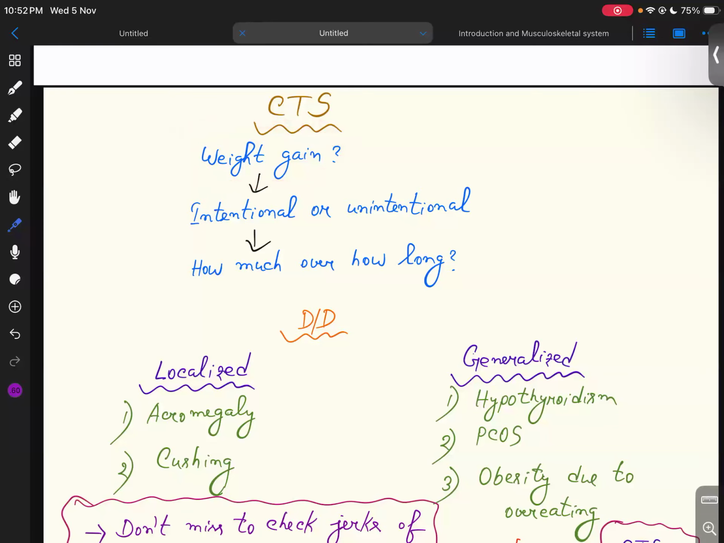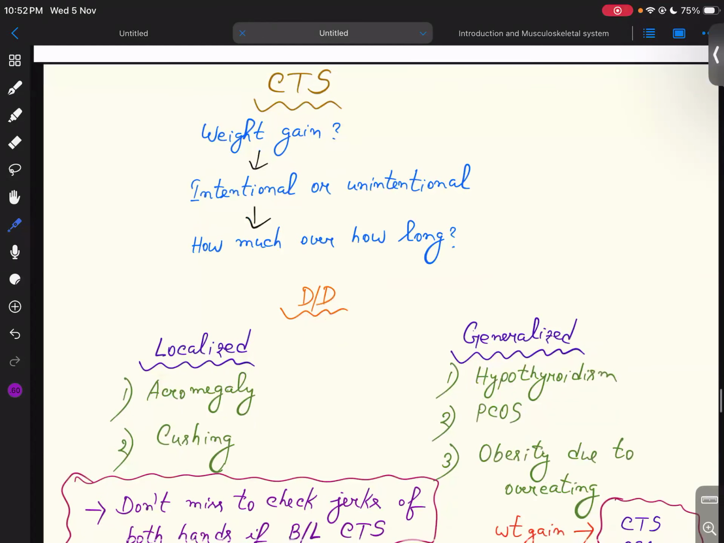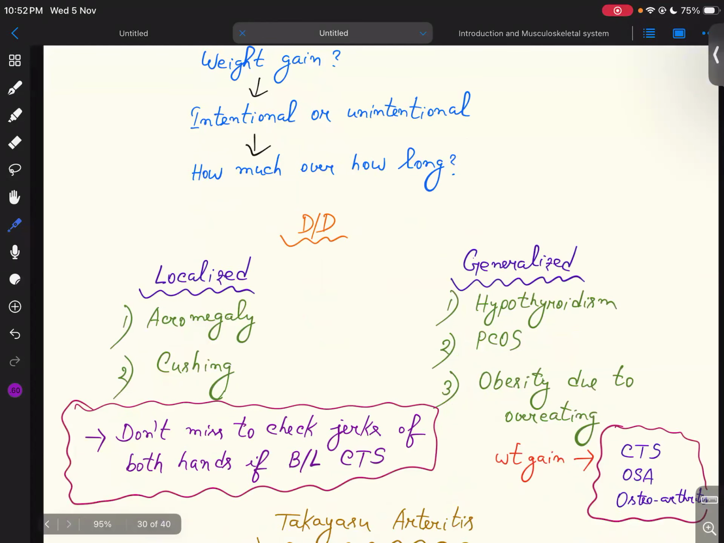After you get that, the patient is telling you that, yes, my hand pain is due to tingling and numbness, which is relieved by shaking and cold water. Then this is carpal tunnel syndrome. Then after doing the examination, we have to ask about the weight gain. We have to ask whether it was intentional or unintentional, and how much he has put on over how long. Then the differential diagnosis will depend on whether it was localized weight gain or generalized weight gain.